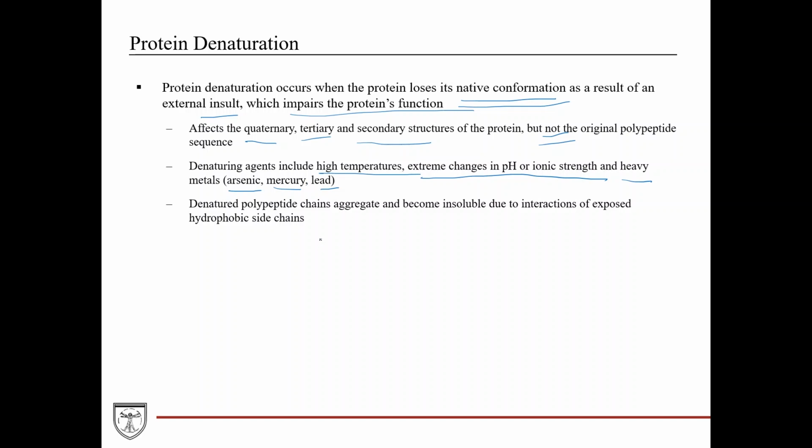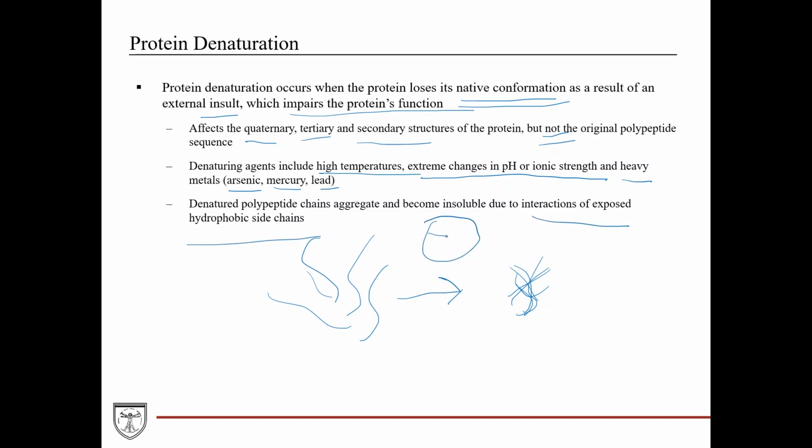Denatured polypeptide chains can aggregate together to form balls of aggregated polypeptides that are denatured, and they become insoluble due to the interactions of exposed hydrophobic side chains. Remember, previously we were talking about how the side chains in a normal protein structure are all pointed inward, away from the water. In these aggregates, since they're so disorganized, the hydrophobic side chains are not all pointing towards the interior. Some can be pointed outward like this, and because they are hydrophobic, they're not going to mix well with water, so the aggregate becomes insoluble.